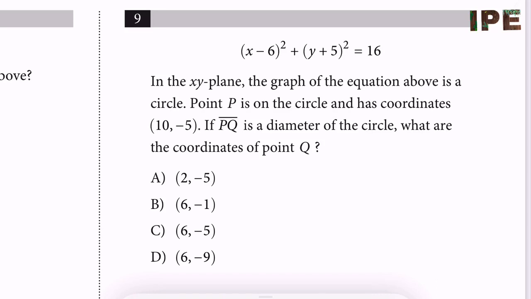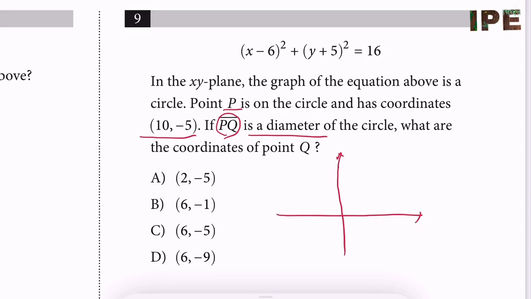(x minus 6) squared plus (y plus 5) squared equals 16. In the xy plane, the graph of the equation above is a circle. Point P is on the circle and has coordinates 10, negative 5. That's P. And PQ is a diameter of the circle. PQ is a diameter, right? If PQ is a diameter, what is the other endpoint of the diameter, Q? P is already given. So if you draw the graph, you can find the center.